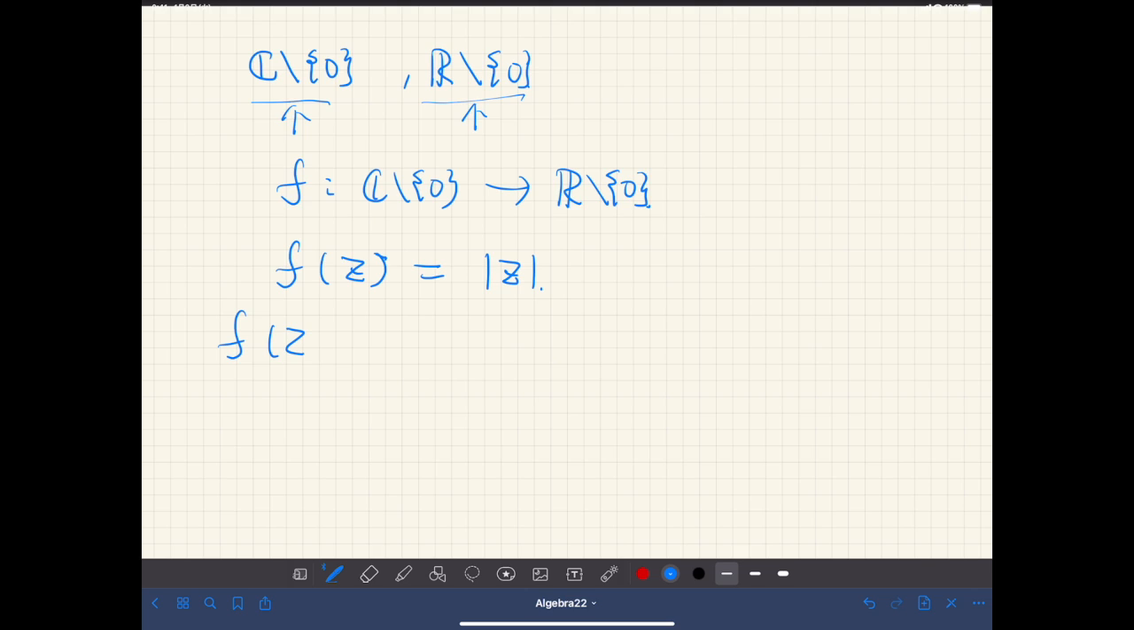So the product of two complex numbers is mapped to the modulus of that product by this mapping, but this is equal to the product of moduli, which is f of z1 times f of z2. So therefore this f is a homomorphism.